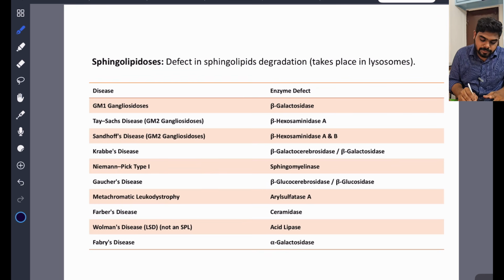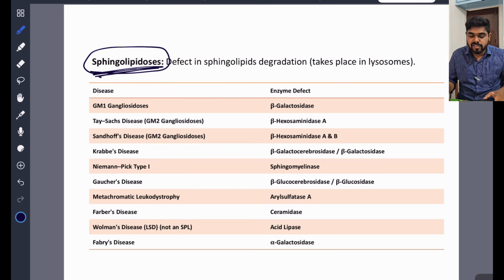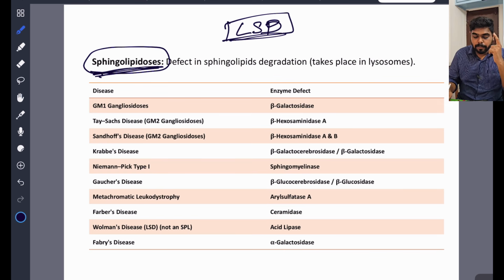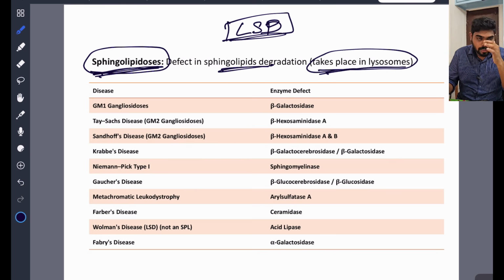So now come to the second part of LSD. So LSD, mucopolysaccharidosis, we discussed. Now we are going to discuss sphingolipidosis. These are very, very important because this is the defect in sphingolipid degradation. This also takes place in lysosomes.